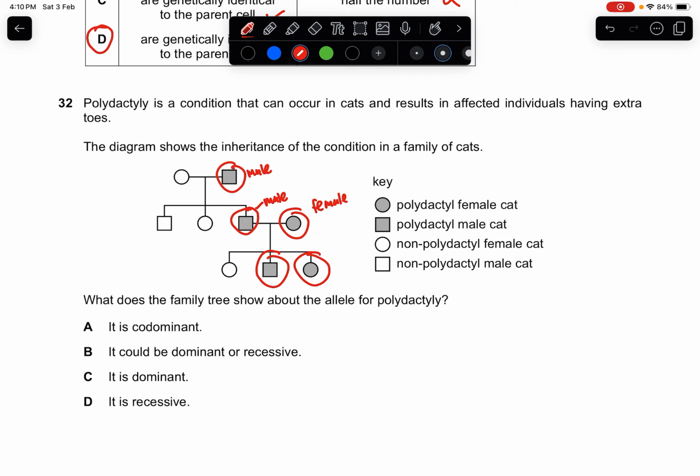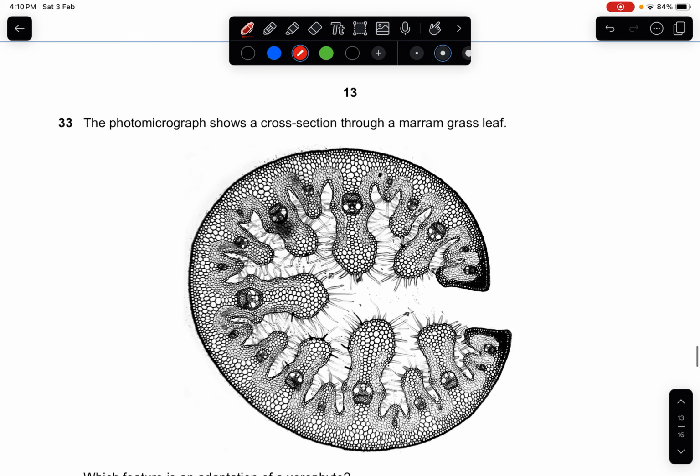So what is the summary? In F1, there is one already. F2, there is one more. In F3, there is also one more. So what can you tell about the allele? Therefore, the allele is dominant because it has been passed down and it is certain that one of their offspring has polydactyly.